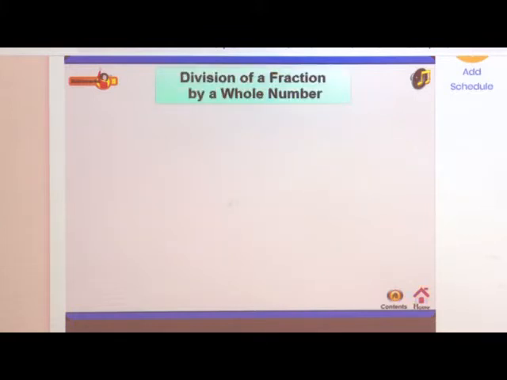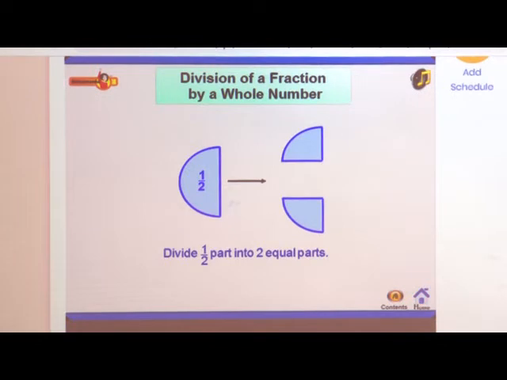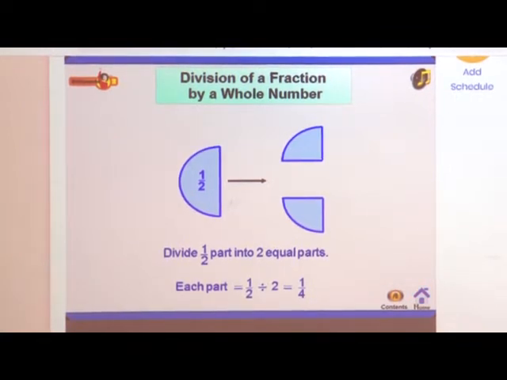Let us learn about division of a fraction by a whole number. We have a half part of a circle. Let's divide it into 2 equal parts. Each part is equal to 1 upon 2 divided by 2, which gives the result as 1 by 4. Thus, each part can be represented as a fraction 1 by 4.